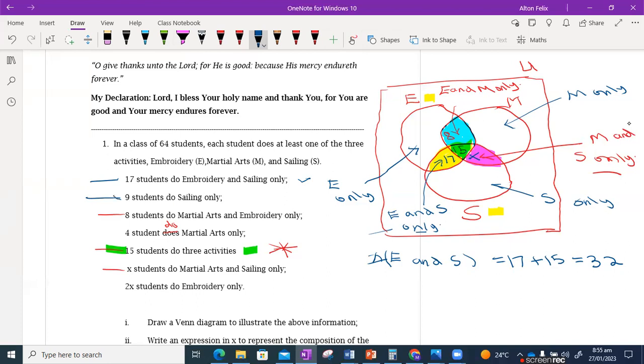So you see how we're looking at one set at a time? 9 students do sailing only. So sailing only would be right here, 9 students. And what else is it? 4 students do martial arts only. So 4 will go right here. That's M only. And 2X students do embroidery only. So let's put our 2X here.